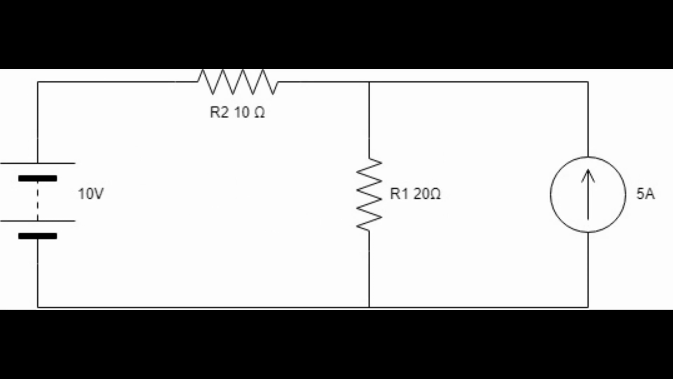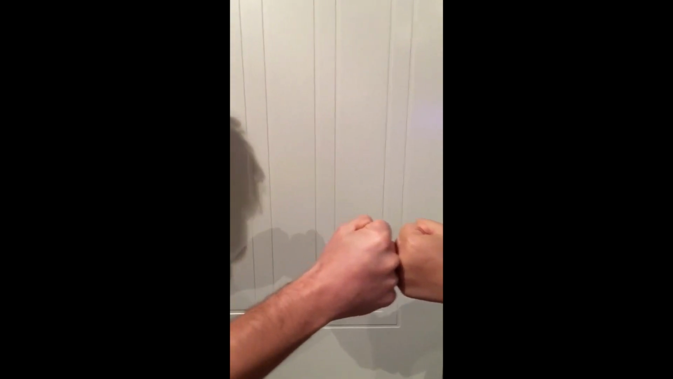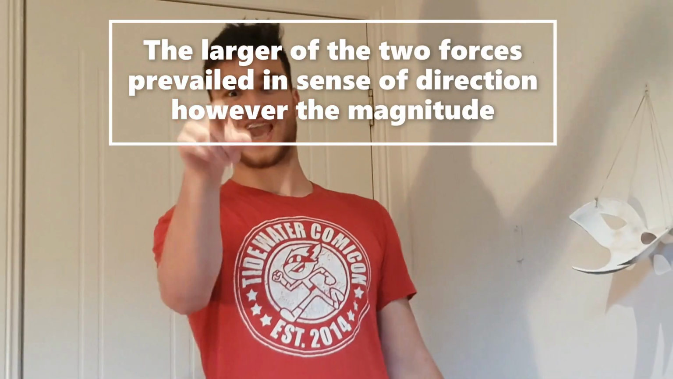The effect of superposition in this circuit is shown with the visualization following, keeping in mind the larger of the two hands is the current supplied by the current source through R2, while the current supplied by the voltage source is the smaller hand. The larger of the two forces prevailed in sense of direction, however the magnitude was decreased.